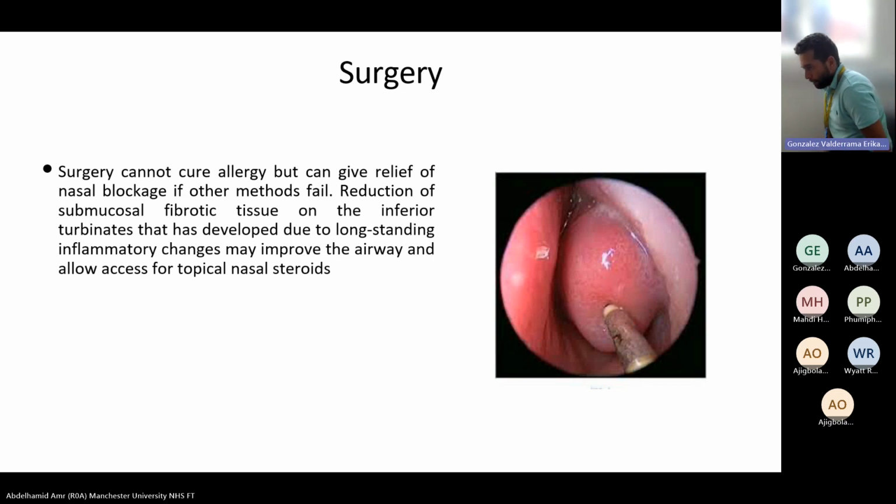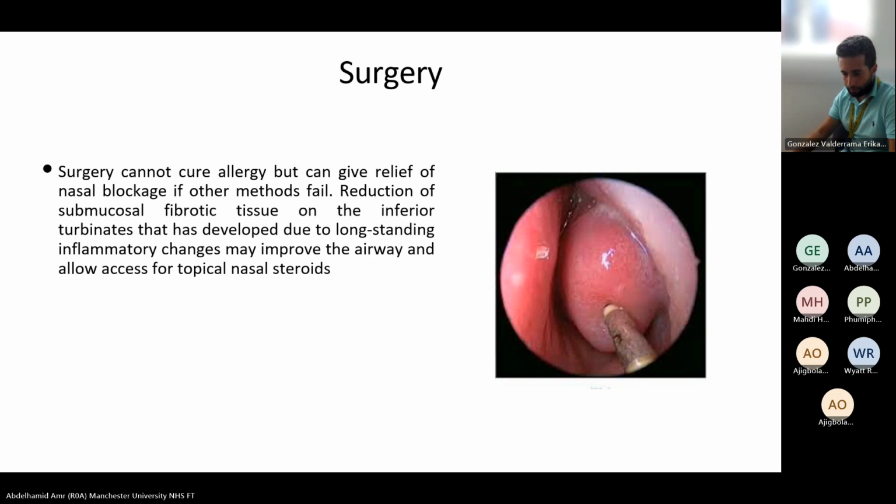So whenever you do surgery with patients with allergic rhinitis, they seem to think it's going to cure everything, but it's just something that we do to optimize the use of the medical treatment. There are different ways to do turbinate surgery, whether you do submucosal diathermy, use coblation, or use a microdebrider.